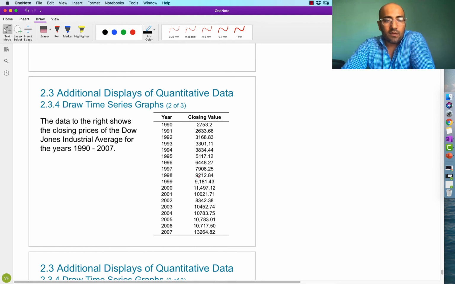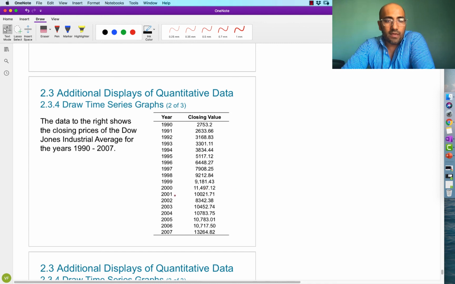7,900. And then in 2000, it reached 11,497 with 12 cents. So just in those 10 years, it almost multiplied by 4. Take this number, multiply by 4, and you get to this number, right?